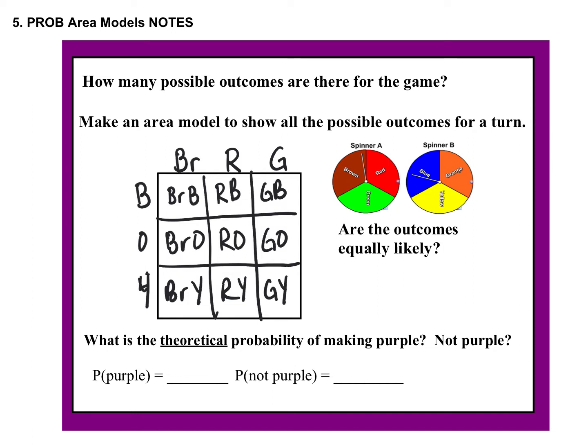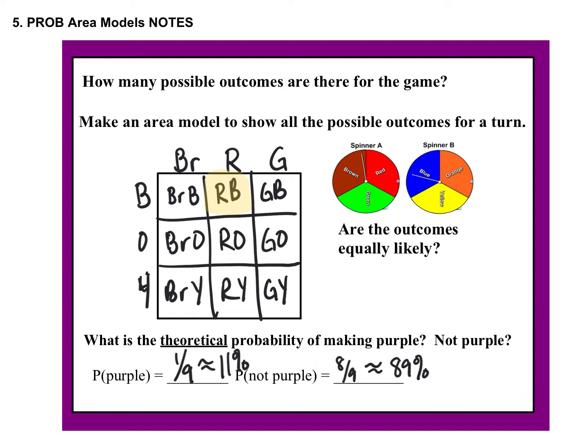And remember, we win the game if we make purple, and the only way to make purple is with the red, blue, and there's only one place where it's red and blue, and there it is, 1 out of 9. So the theoretical probability of getting purple is 1/9. If we make that a percent, we divide, we get approximately 11%. And then not purple is the other 8 out of 9. And when we make that a percent, we get 0.8 repeating. That would round up to 89%. So that's our theoretical probability of making purple.